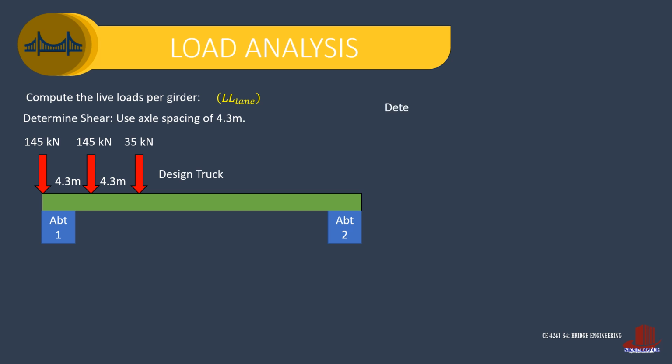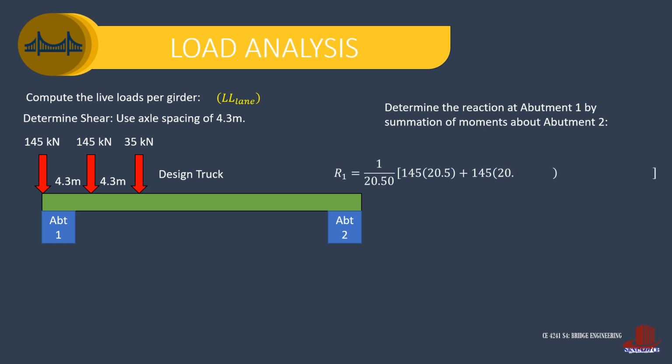We then take the reaction at the first abutment, and that is through summation of moments about the second abutment. This reaction provides the shear and is computed as 1 upon 20.5 times the load of 145 with a distance of 20.5 plus the other 145 times the distance of the bridge length less 4.3. Then add the front axle load of 35 with a distance of 20.5 less 8.6. This is simplified as 279.9 kilonewtons.